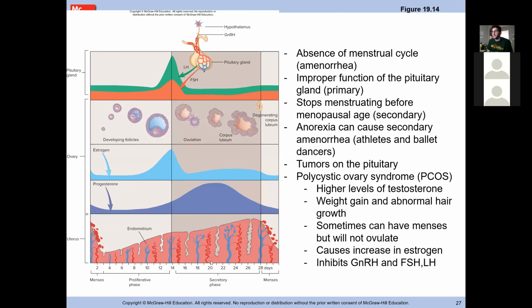So graphically, that's what we end up seeing occurring over here. On the left-hand side, on the bottom, we have the layers of the uterus itself. Then within the ovary, we have hormone levels, progesterone and estrogen. Then we have our developing follicle, and then the pituitary gland, right?